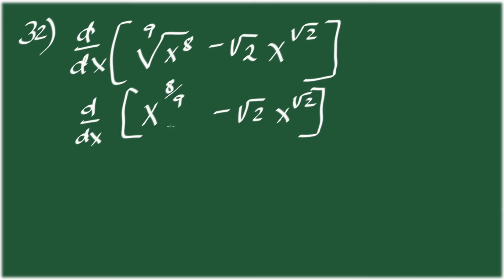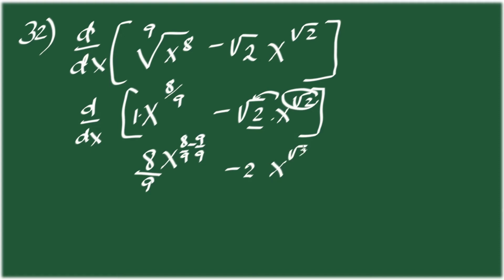Now we can start the derivative using the power rule. So it's 8 over 9 times 1 because it's understood, 8 over 9 x raised to 8 over 9 minus 1, in the form of 8 over 9 minus 9 over 9. Now we have this coefficient square root of 2, so we multiply the square root of 2 by that square root of 2, which is square root of 4 or simply 2, x raised to square root of 2 minus 1. So our final answer is going to be 8 over 9 x to the negative 1 over 9, minus 2 x to the square root of 2 minus 1.